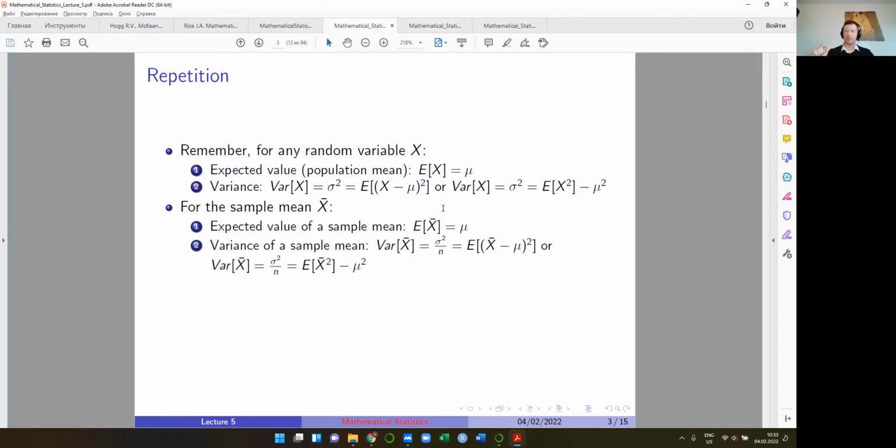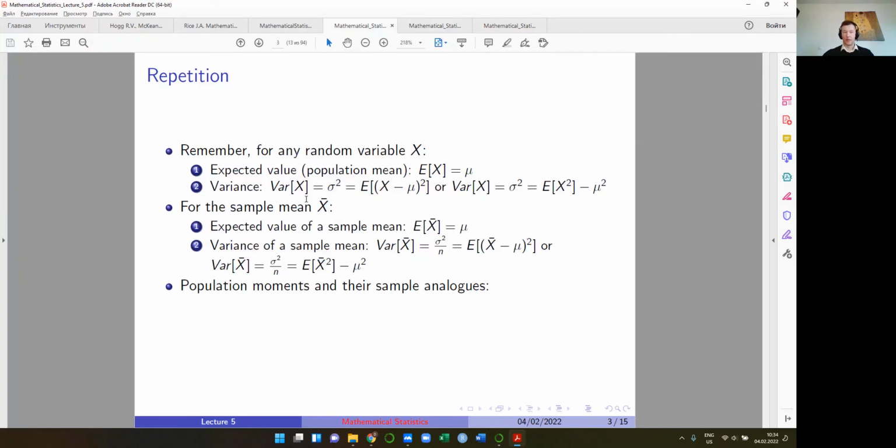So don't be confused. I know from my experience that sometimes it's confusing why here we have x, why here we have x bar. These two are different random variables. So this is a single random variable, if you want. And this is a function of a random sample, right? So there is x1 plus x2 plus and so on, plus xn, divided by n. So this is a function of single random variables.